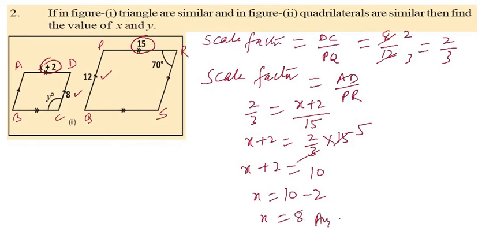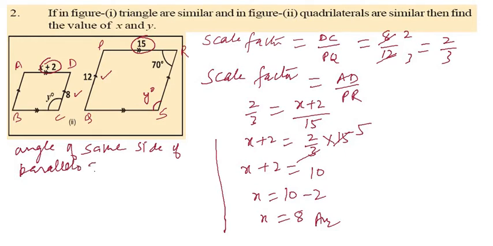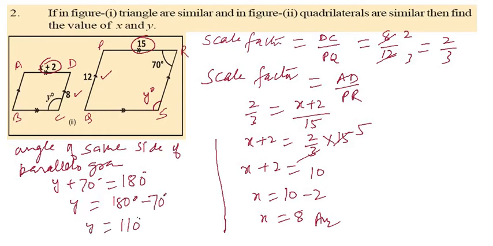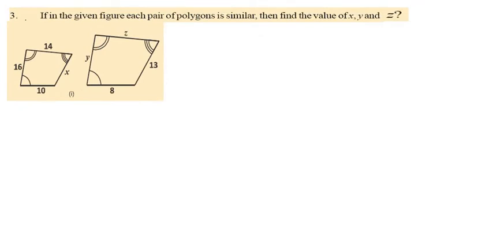8 is your answer. Now come to the y angle. As you know, this is the adjacent angle, that is the y angle also. So as you know, the angles on the same side of a parallelogram will be 180. So y plus 70 is equal to 180 degrees. So y will be equal to 180 minus 70 degrees. So it will be equal to 110 degrees. That is your answer.